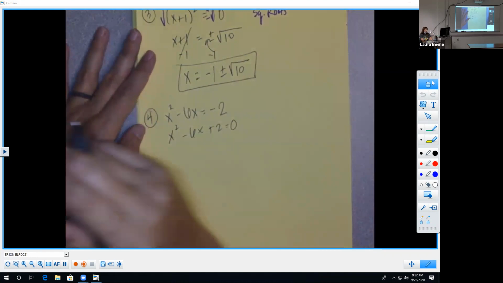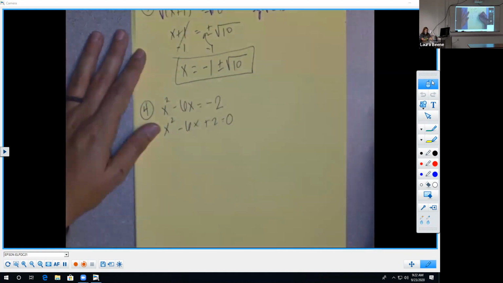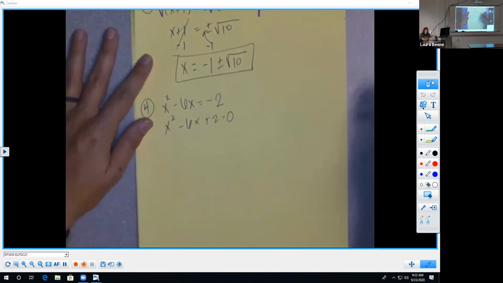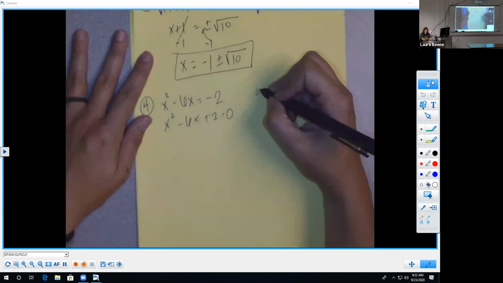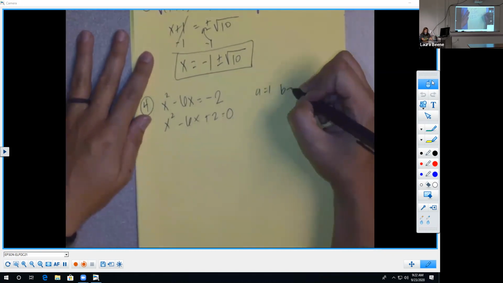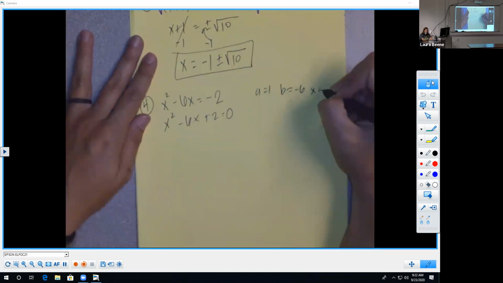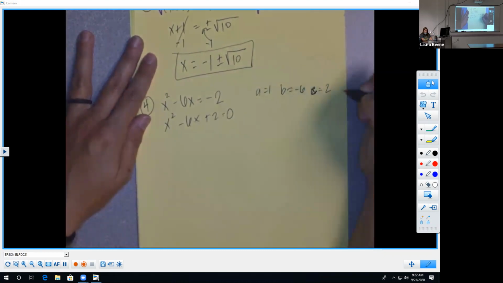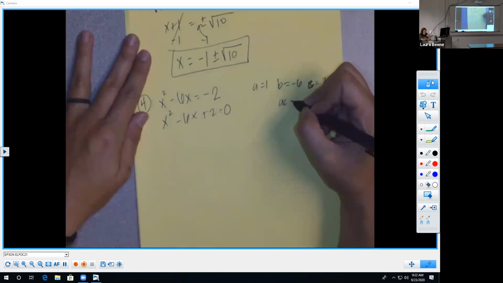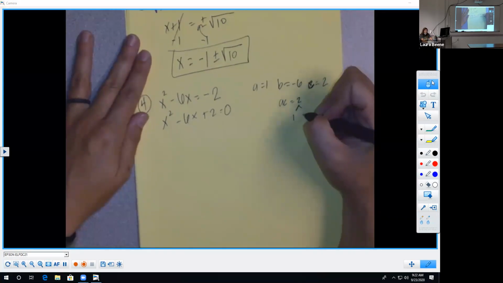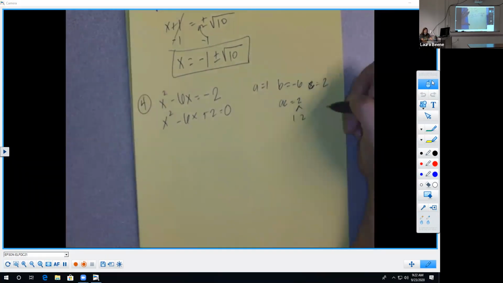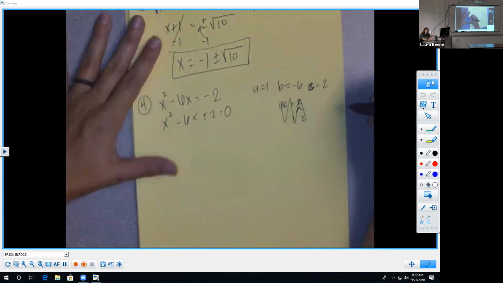Okay, so when you move the 2 over, you get x² - 6x + 2. If you tried to factor it, nope. If you did a times c is 2, the only thing that's multiplied to give me 2 is 1 and 2. Can I get 6 whenever I add those together? So it's not factorable, it's a quadratic formula problem. So plug it in the quadratic formula.